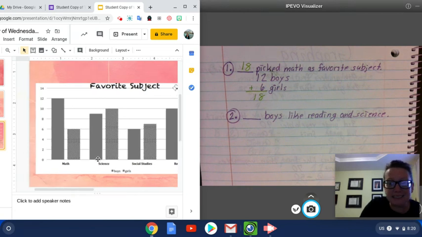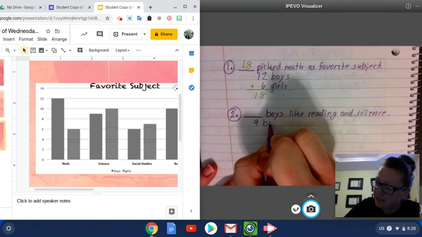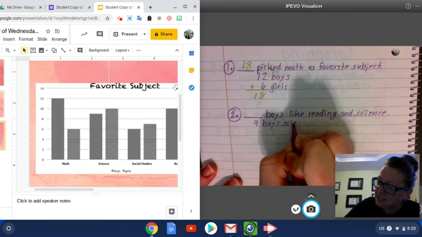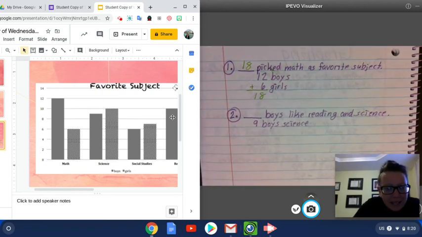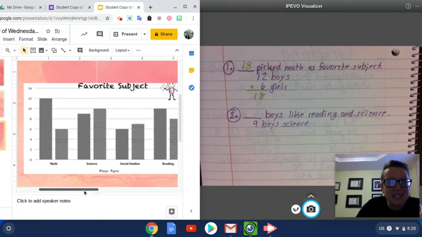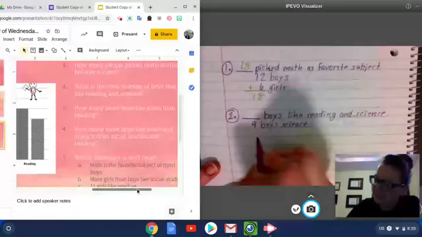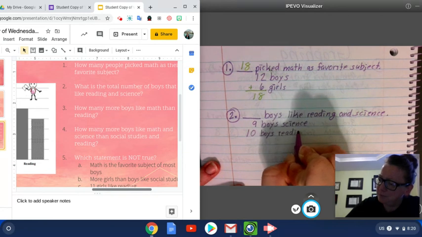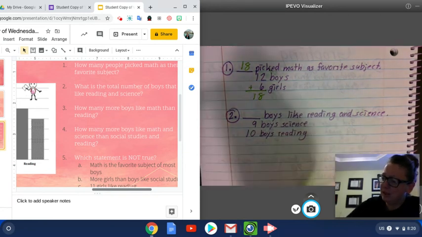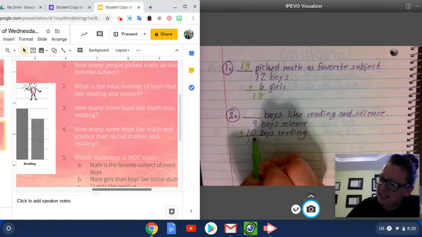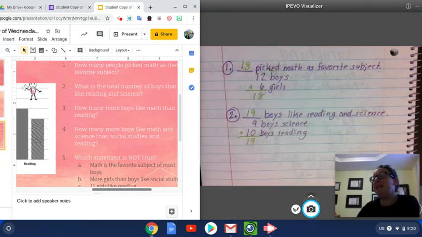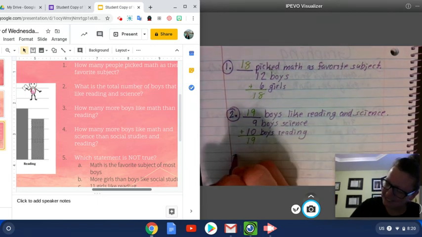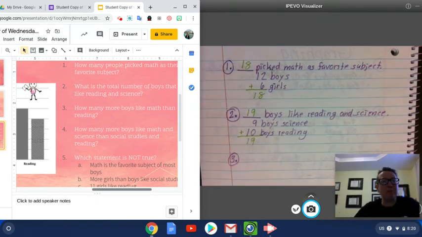the boys that like science, there are 9 boys that like science. And reading, if we look right here, 10 boys like reading. So that means that 19 boys like reading and science. Almost done, boys and girls.